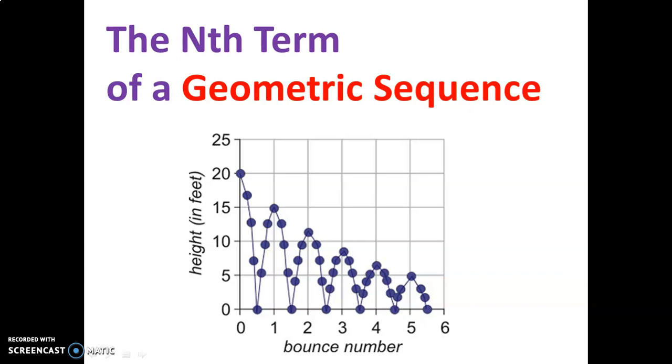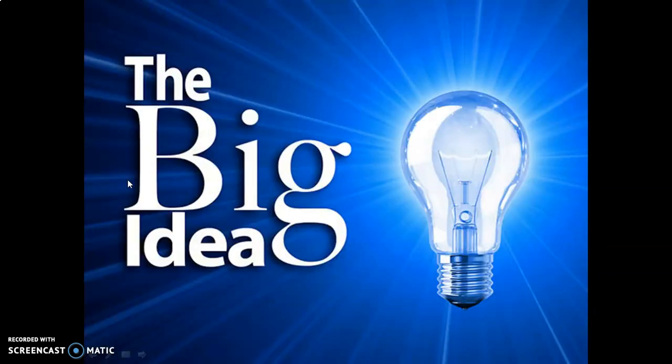Hi there, welcome to your lesson on geometric sequences. Specifically, we're going to be looking at the nth term of a geometric sequence, the first formula for these sequences. Let's begin. This is a very big idea. As we saw last time, arithmetic sequences are one main type, and this is another big type of sequence.